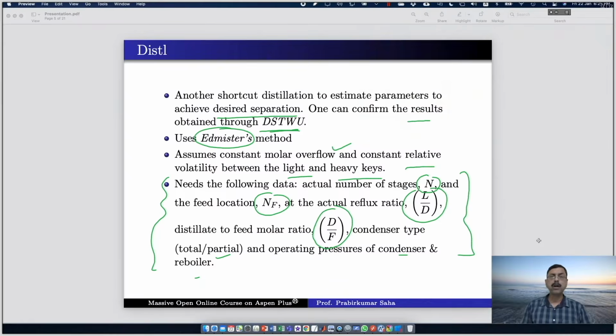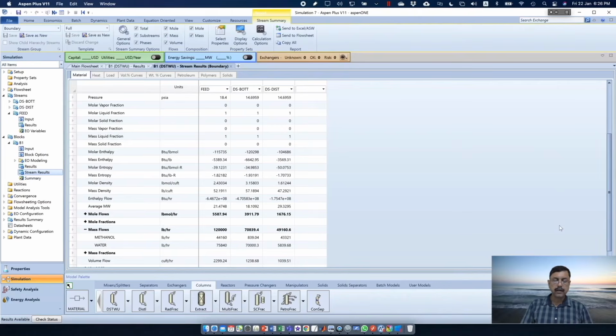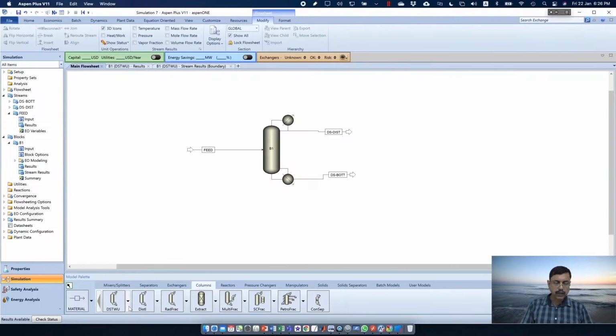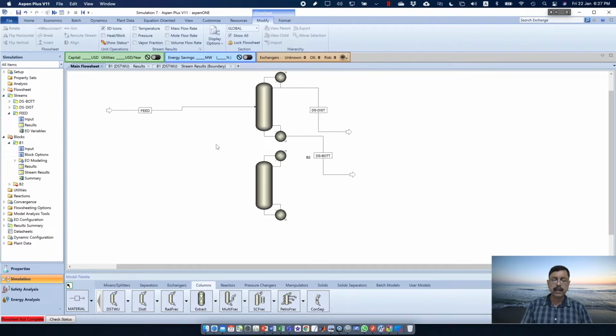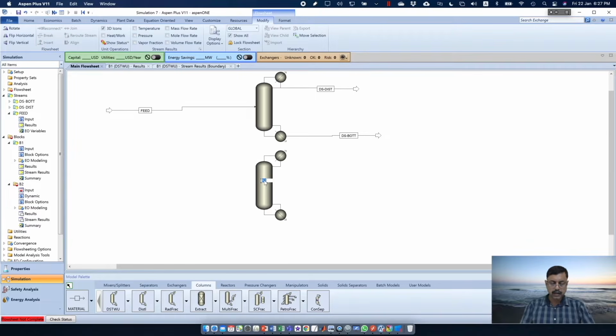So now we will solve the same simulation problem using DISTL, not with DSTW. But we will not delete the DSTW simulation because we need this information in our next simulation. So let us go to our next simulation. For that, let's go to main flow sheet. Here we do not delete the previous simulation. We will just copy. Now we do not want to delete this part because we need it. We just make some cosmetic changes over here. Here we rename it as DISTL block.